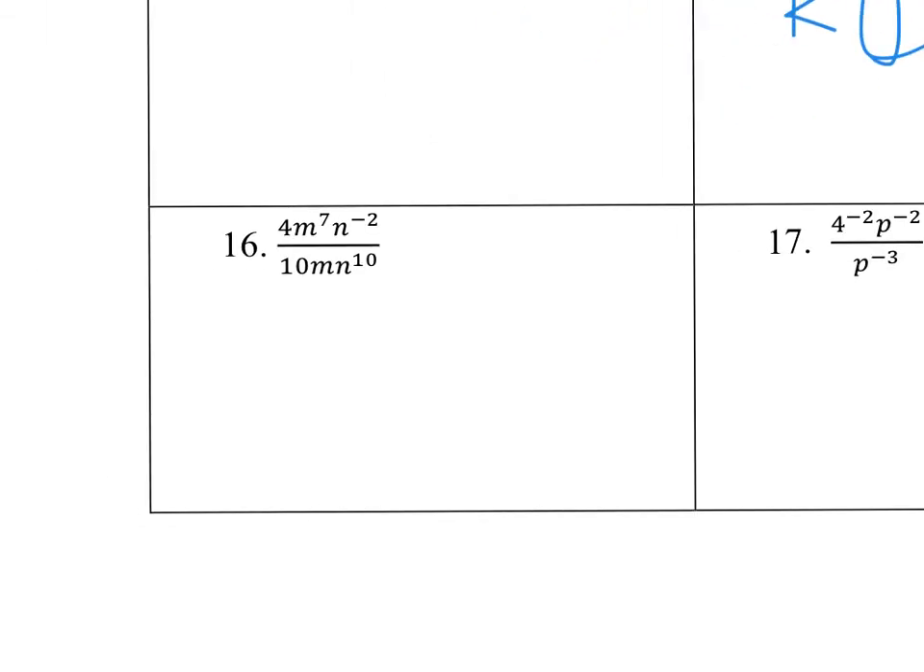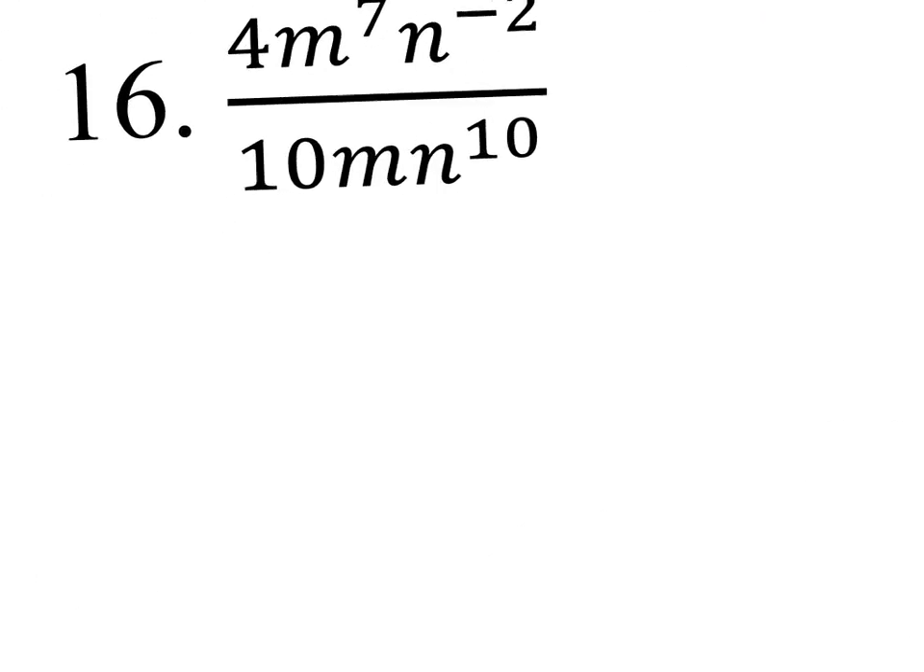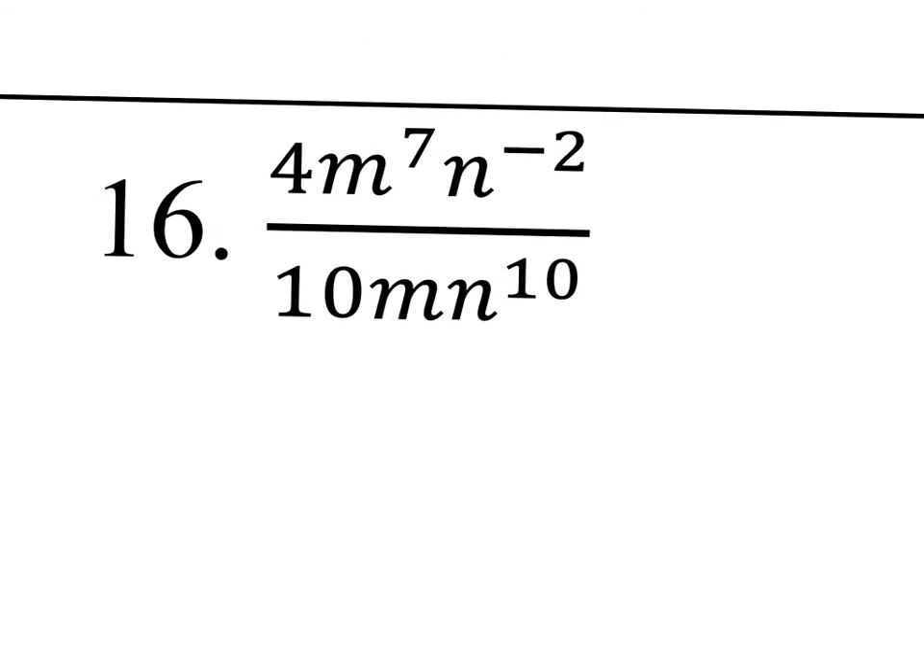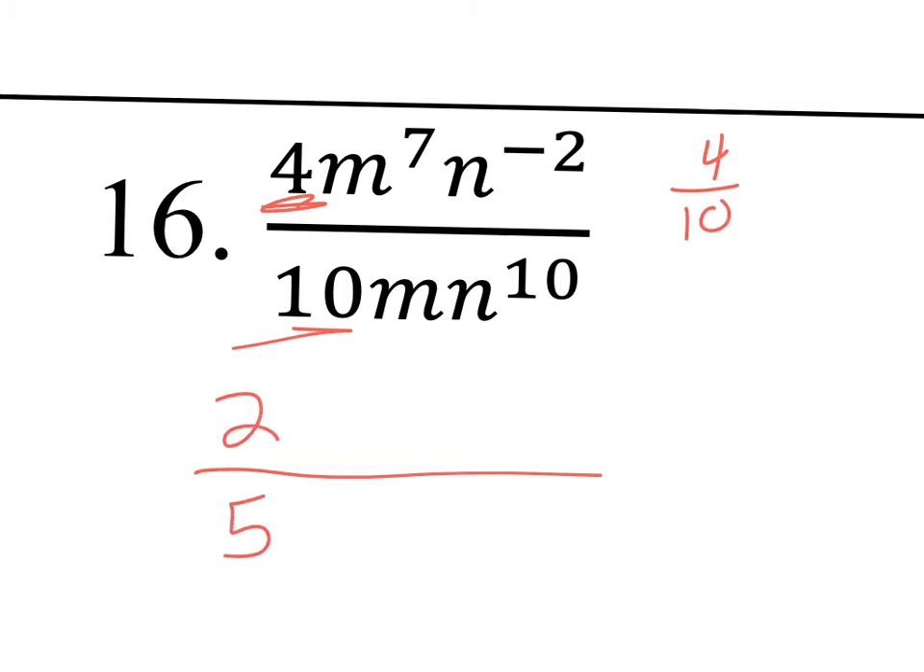16. Anytime you got multiple letters and numbers, just focus in on numbers first, then letter by letter. 4 and 10. Not going to do anything crazy with that. I'm just going to think about 4 over 10 as a fraction. It can be reduced to 2 over 5.